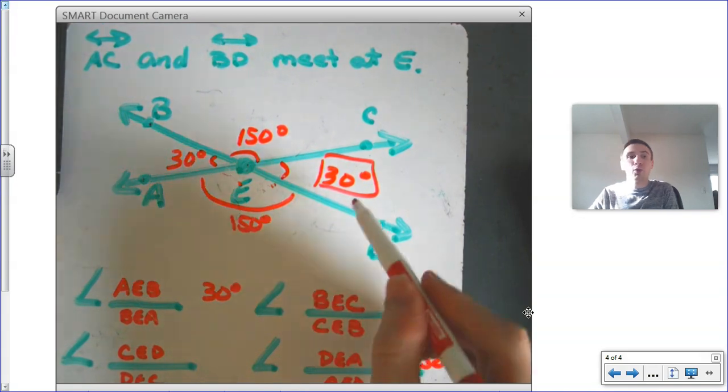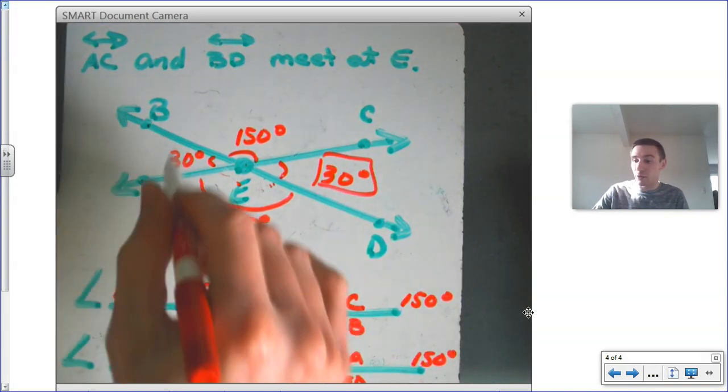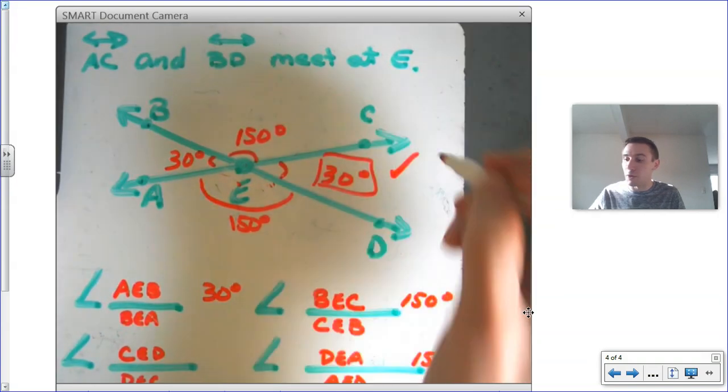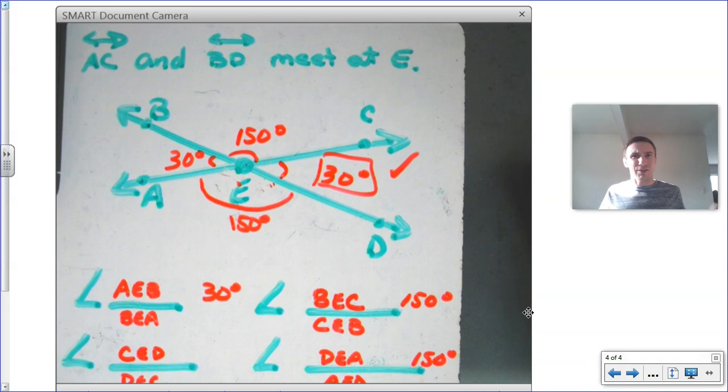So using the rule of 180 or the rule of 360 for angles around a point, I have proven that this angle, CED, is 30 degrees. Isn't math wonderful? There were two ways of doing this problem.